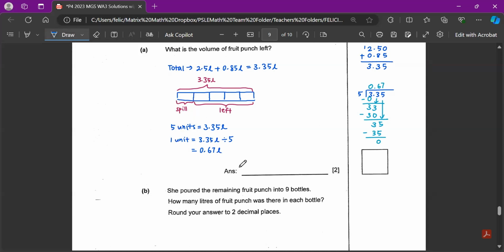All right, so every unit is that. Now they want the volume left. Whatever is left, as we can see, it's 4 units. So let's work that out. Which also means 4 times 0.67 liters. Okay, I trust that the multiplication you all know how to do, so I shall not harp on that. So this one should give you 2.68 liters. All right, so that's your leftover.